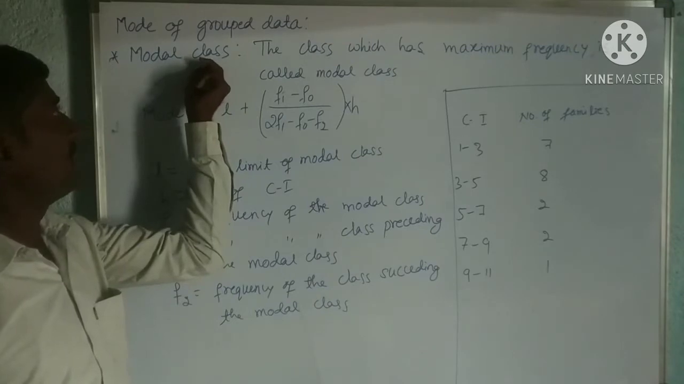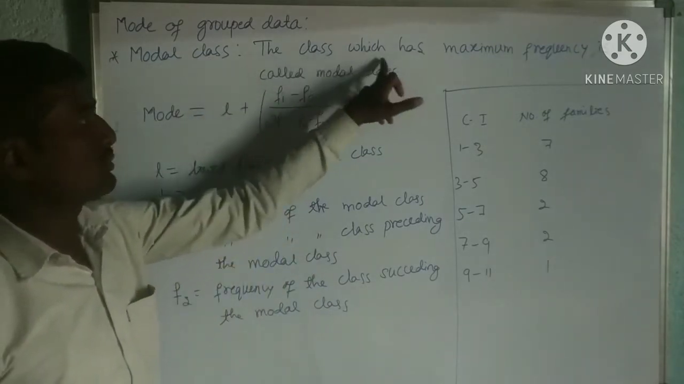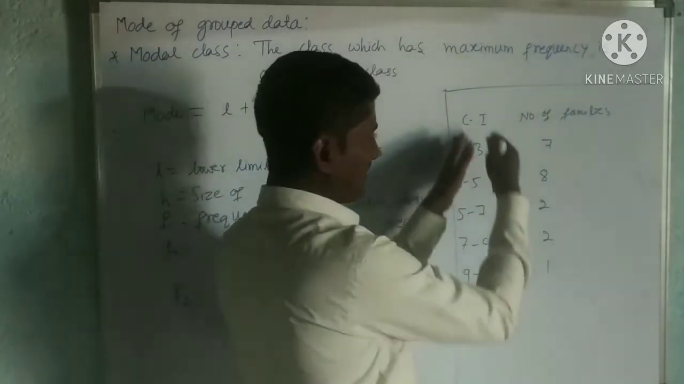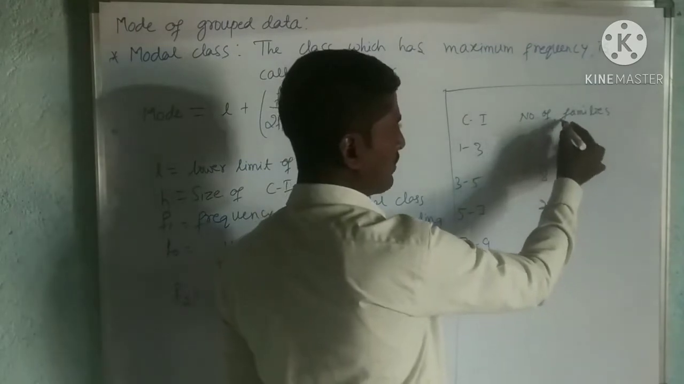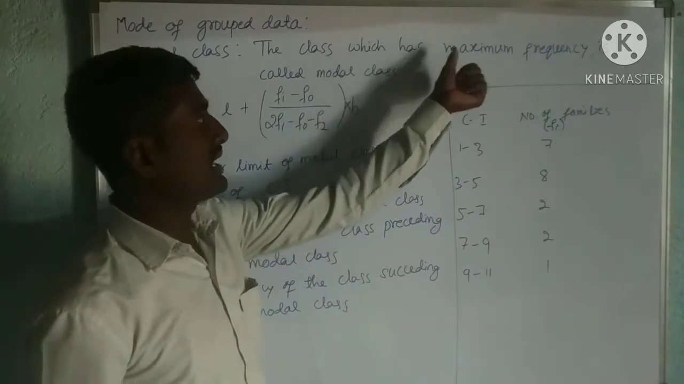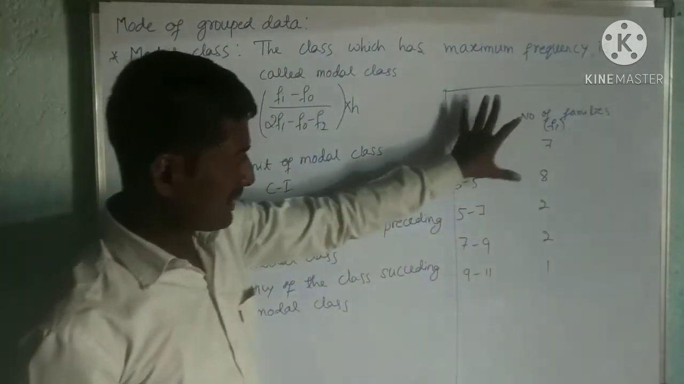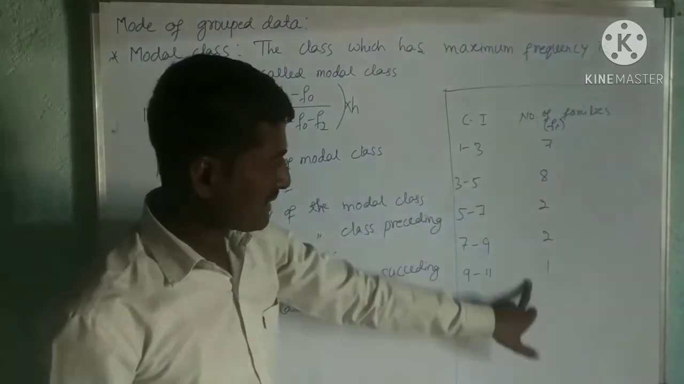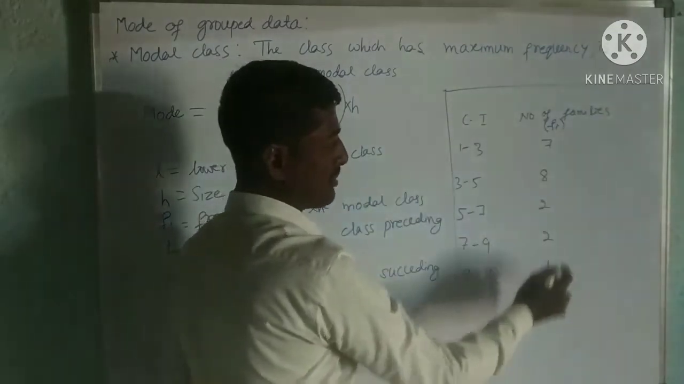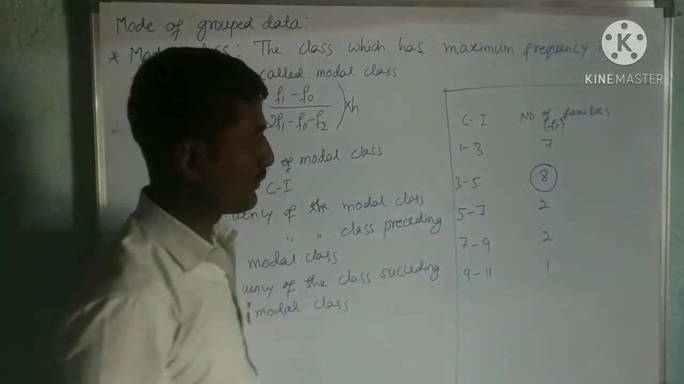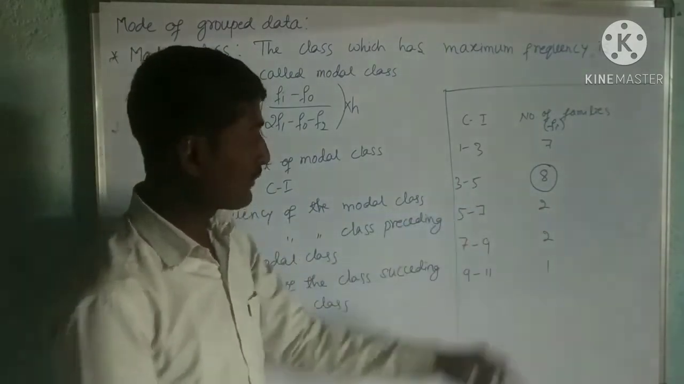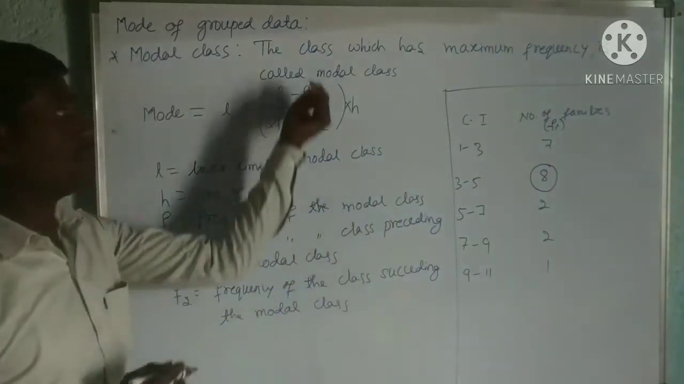Here, what is the modal class? The class which has maximum frequency. This is the number of families, this is the class interval, and this is the frequency Fi. So the modal class is the class which has maximum frequency. In the frequency column of the given table, we have to see the maximum frequency. The maximum number is 8, which is in the class interval 3 to 5. Therefore, 3 to 5 is the modal class.